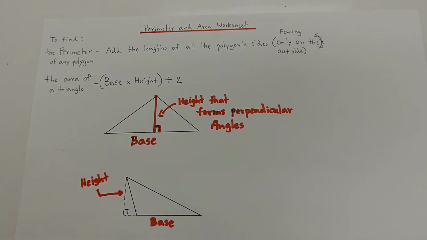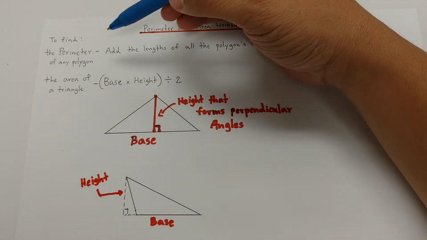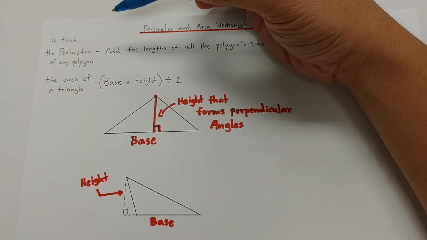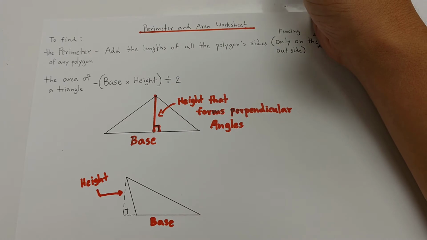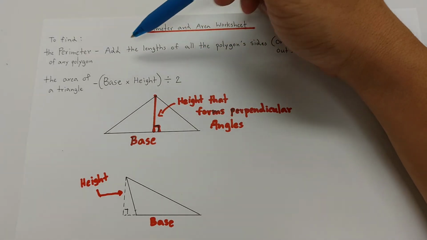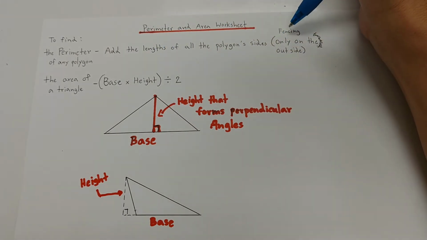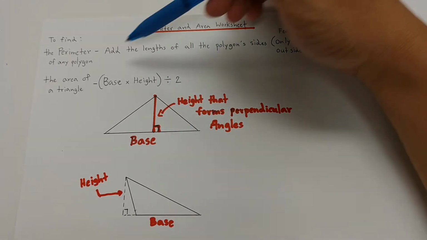In this lesson, we're going to focus on how to find the perimeter and area of a triangle, square, and rectangle. We're going to start with the triangle first. As you've seen from the previous video, to find the perimeter, you add the lengths of all the polygon sides. It's like fencing, so only focus on the outside or the layer of the shape.